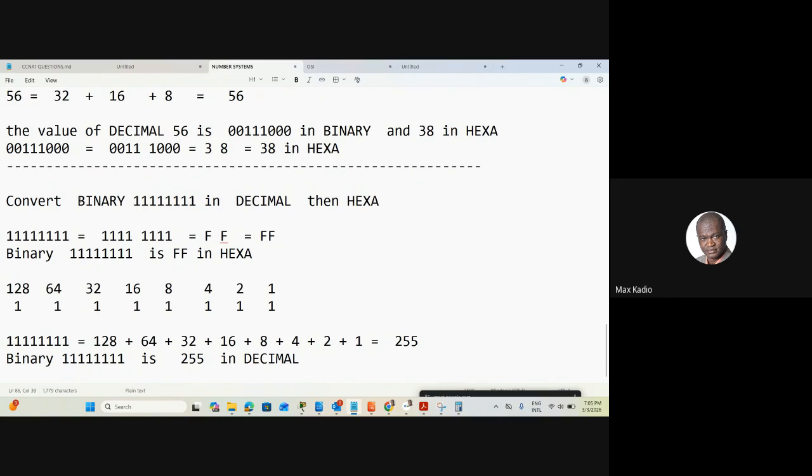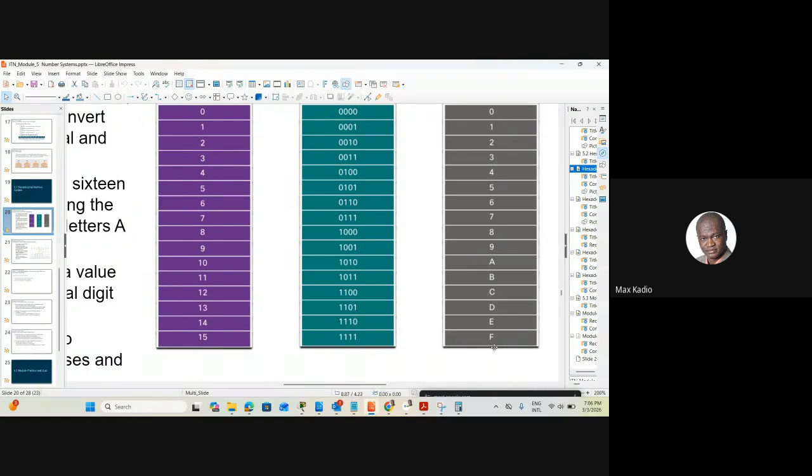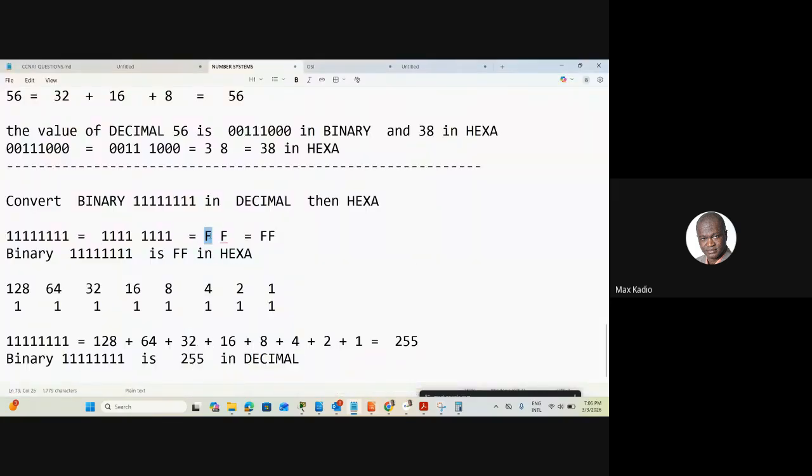So this is how we convert binary to decimal and hexa. So to go to hexa, it's easier. The binary number you cut in 2, 4, 4. Then you go to your table, you check F. All ones here, the value in hexa is F. So you put it here. The second one also, all ones is also F. Then you combine them. And you say, binary all ones is FF in hexa.